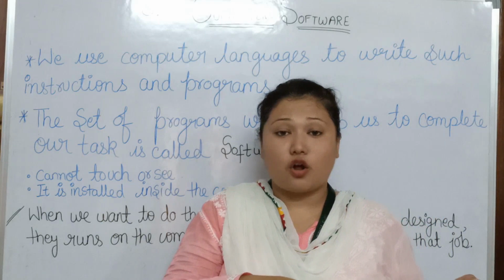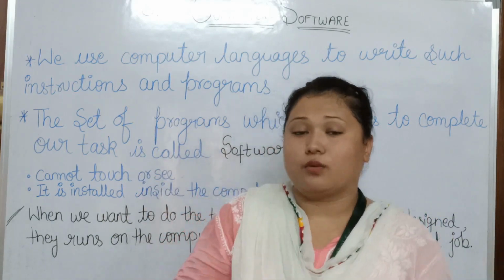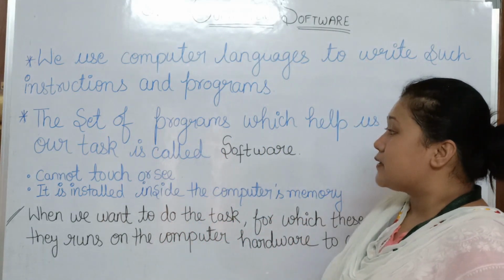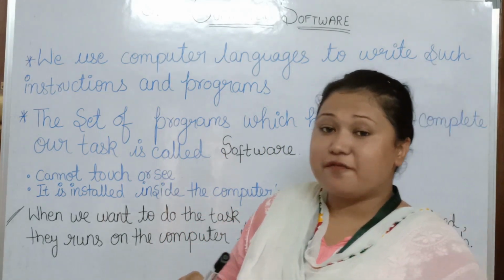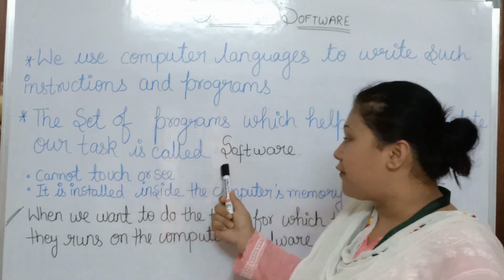So if we give any mathematical problem, it will be solved in the arithmetic and logic unit. And where is the arithmetic and logic unit situated? In the CPU. Right. So a set of programs which help us complete our task is called software.